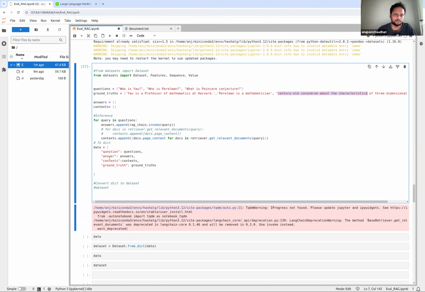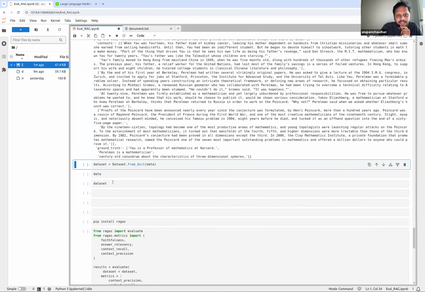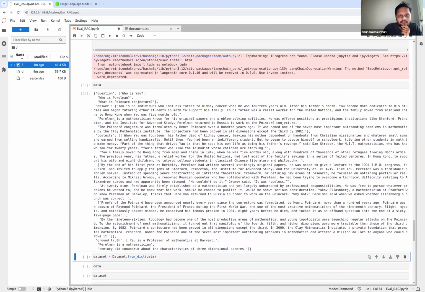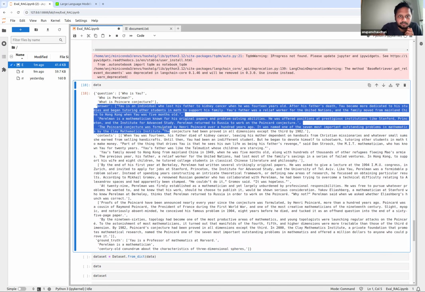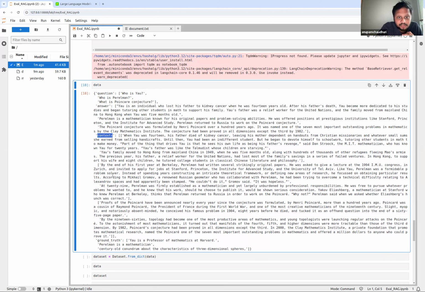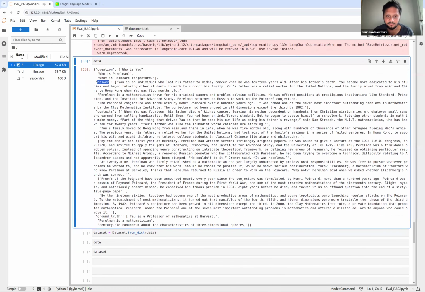So we created a dictionary like this and ran our RAG system on it, and it filled those things up. This answer and the context are derived from our RAG system. We give the question and it gives us the answer and context.